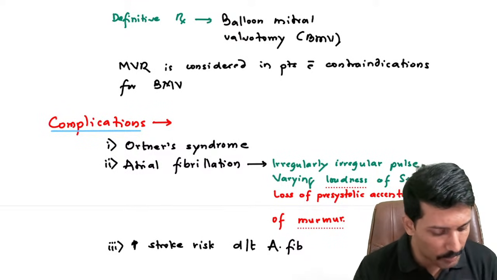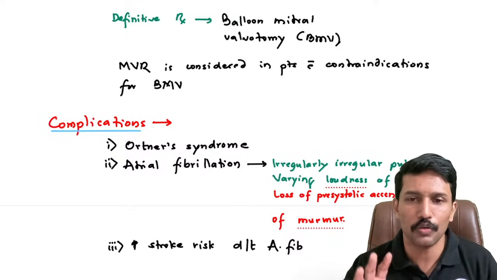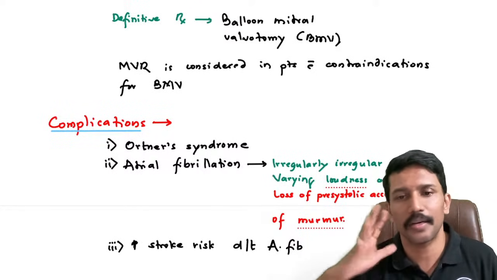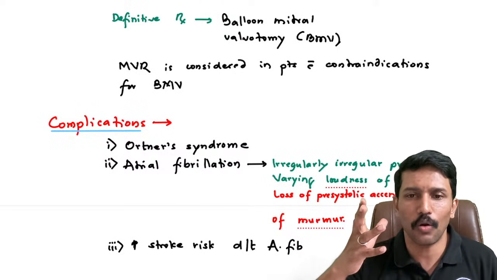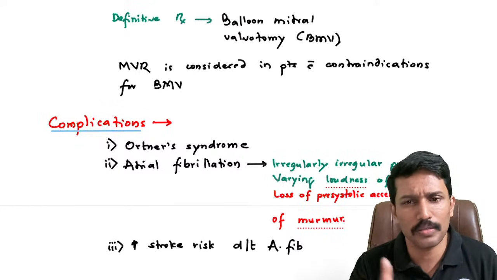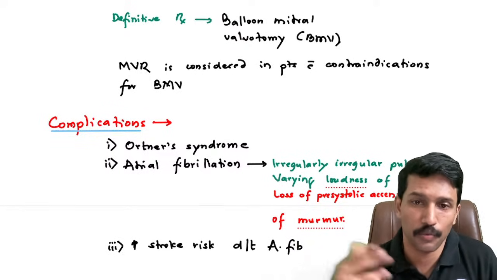See, presystolic accentuation is because of active filling or atrial contraction. In atrial fibrillation, atria does not contract. So if it is not contracting, it is not creating more turbulence across the mitral valve. So more turbulence is not there, means accentuation of the murmur will not be there.